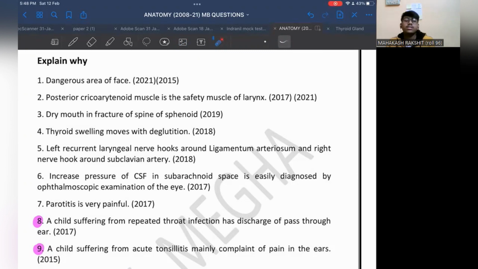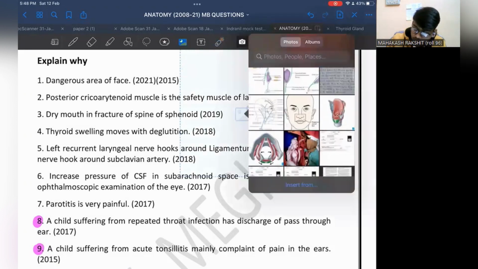Posterior cricoarytenoid muscle is the safety muscle of the larynx. Why? Because all other muscles of the larynx, except the posterior cricoarytenoid muscle, help in adduction of the vocal folds. You know what is adduction of the vocal folds? Let's have a diagram. Here is my diagram.